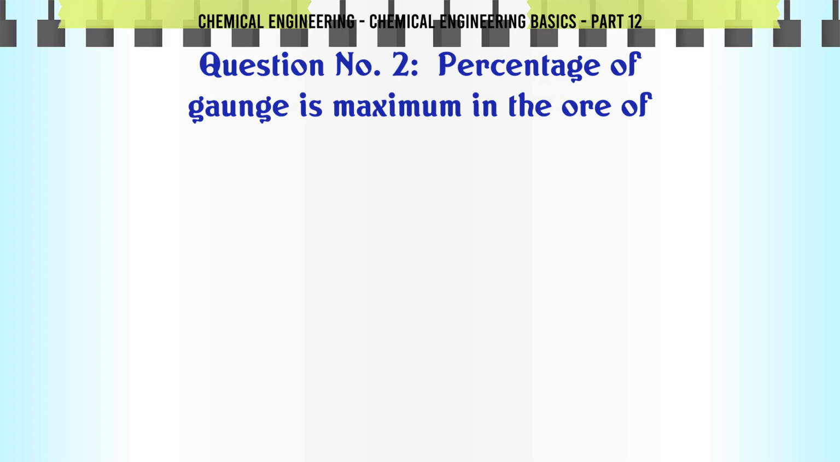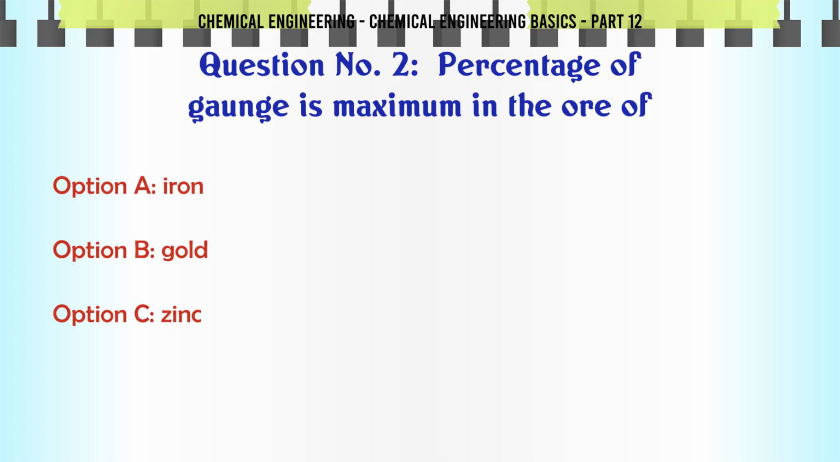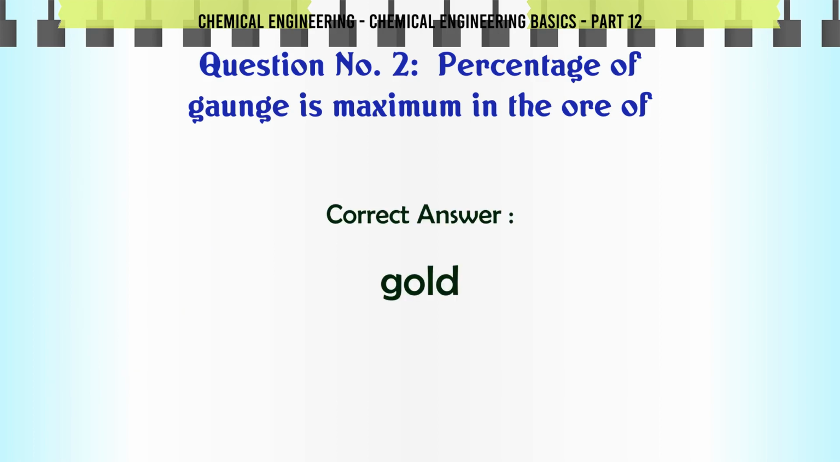Percentage of gangue is maximum in the ore of A. Iron. B. Gold. C. Zinc. D. Copper. The correct answer is gold.